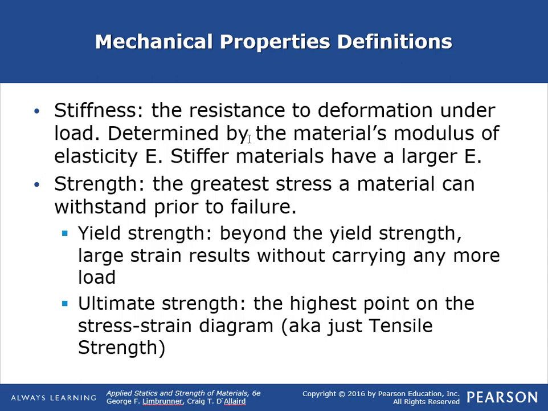Now strength. We're always very interested in strength as designers and mechanical engineers. So yield strength. Beyond the yield strength, large strains result without carrying any more load. Any spot in the stress-strain curve where you start getting large strains and you're not carrying any more stress, then the part is yielding. And then the ultimate strength, we talked about that on the last slide. That's the highest point on the stress-strain diagram. It's also known as tensile strength. So think of tensile strength and ultimate strength as the same thing.